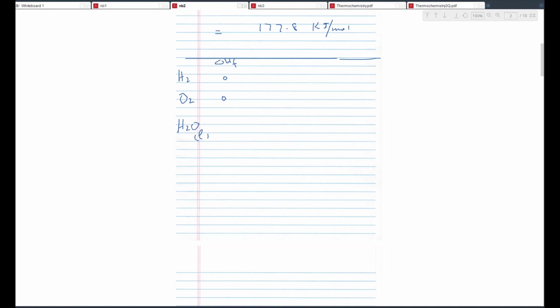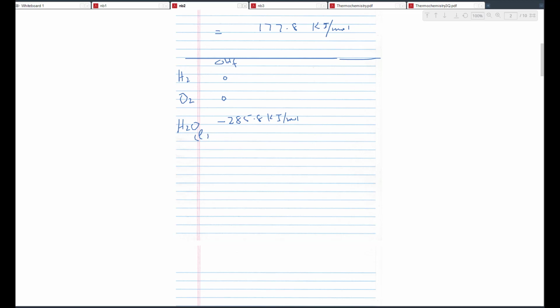O2 is also going to be 0, because for a free element the enthalpy of formation is 0. H2, O2, N2, those things. Now for H2O, look at the liquid, because it could also be gas. You have to look at the H2O liquid heat of formation: negative 285.8 kilojoules per mole. Be careful: if they are writing liquid, take that value. If it is gas, take that value.